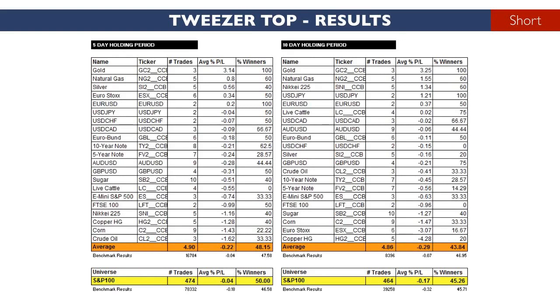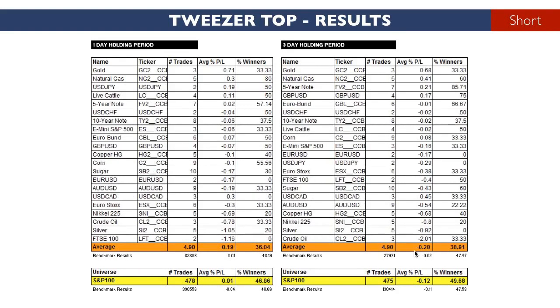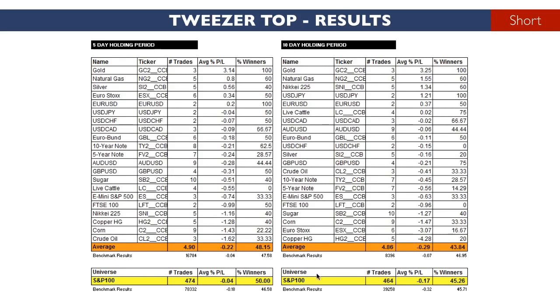Shorting the tweezer top pattern on the close and holding the trade for 3 days produced an average loss of 0.28% over our 21 markets, with an average win rate of only 39%. In stocks, we saw an average loss of 0.12% with a 50% win rate. The longer holding periods produced even poorer results. Shorting the tweezer top pattern and exiting the trade 10 days later produced an average loss of 0.29% in our 21 markets, and it produced an average loss of 0.17% in stocks. This is another candlestick pattern that has no edge according to our results. In the next lecture, we'll be looking at the tweezer bottom.